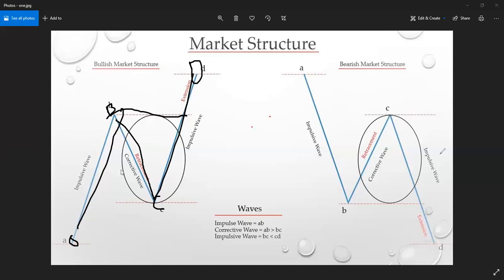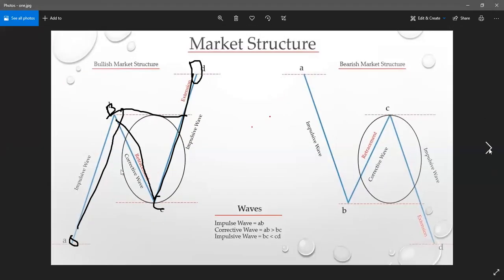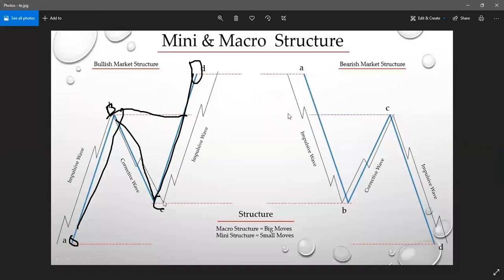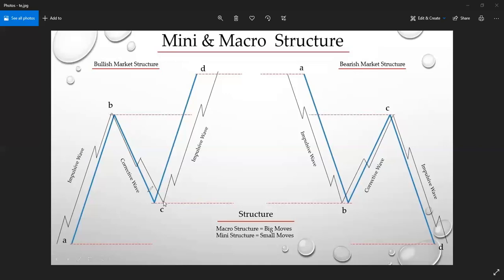So that is one thing you must understand here. Then we have another one which I was trying to explain, which is called the micro and the minor break of structure. So please take note of the minor and the micro break of structure. You see, this is AB, which is an impulsive move. But inside this impulsive move, there are micro ones.